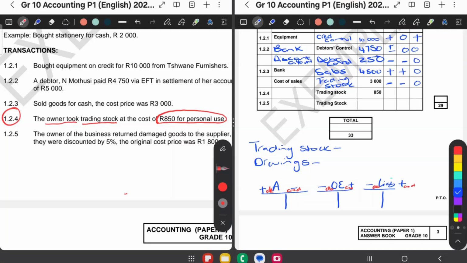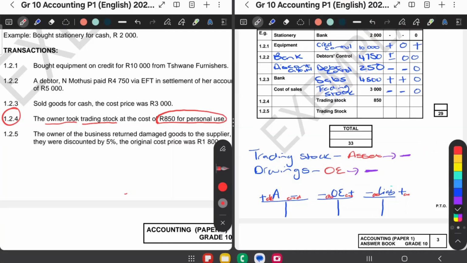Let's classify the accounts. Trading stock is an asset. Drawings is owner's equity. Okay, and then let's go on pluses and minuses. If the owner takes trading stock for personal use, do you have more or less trading stock as a business? You have less trading stock. And then drawings always decreases owner's equity. Okay, that's always the case, eh? So it's a minus and a minus. And it's always recorded at cost price. So the amount here is 850 for both of them.